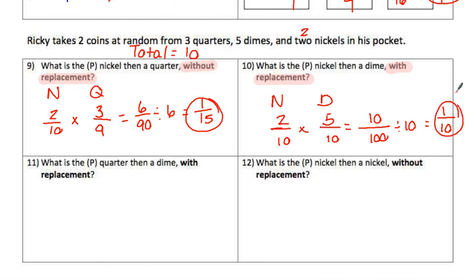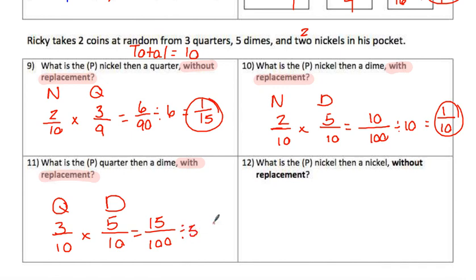Okay, I want you to try 11 and 12 on your own. Look at the examples that I've given you in 9 and 10. So for number 11, I want a quarter and then a dime, and it says with replacement. So when it says with replacement, my denominator is going to remain the same in my fractions. There are 3 quarters, there are 5 dimes. 3 times 5 is 15, 10 times 10 is 100, divide by 5, and I'm left with 3 out of 20 probability.